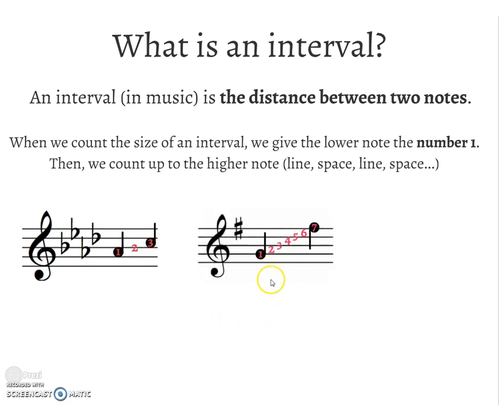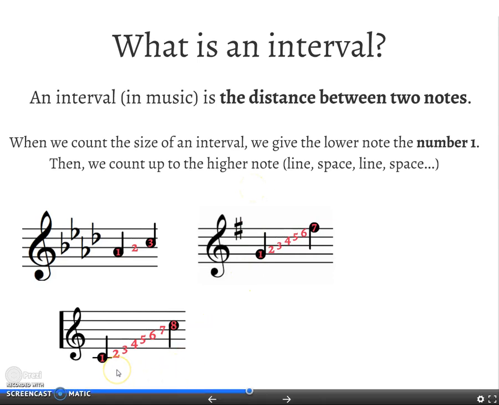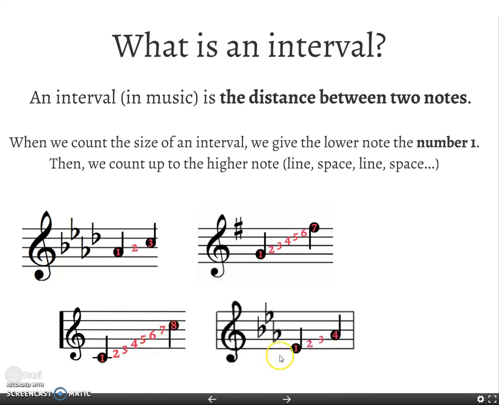Here we have a distance of 7 because we're starting on a line. We're going line, space, line, space, line, space, line, and we're counting up as we go. 1, 2, 3, 4, 5, 6, 7. Here is a distance of 8. Now we're starting from a ledger line, but it's still line, space, so line on the ledger line, space is between, line, space, line, space, line, space. And the last example, distance of 4, 1, 2, 3, 4.